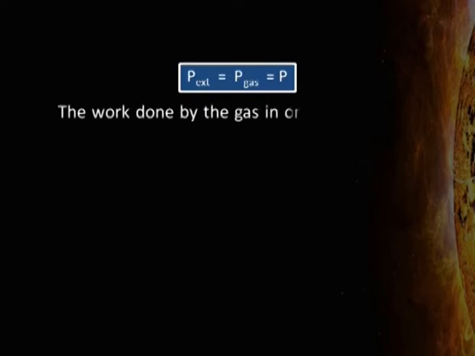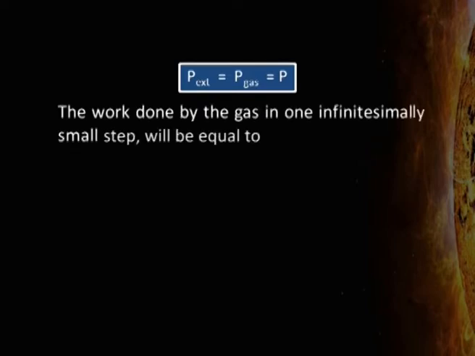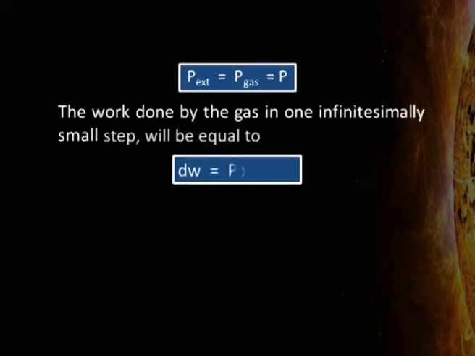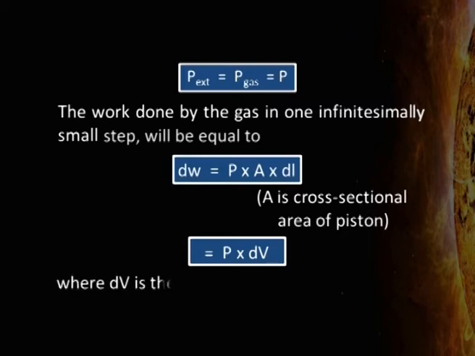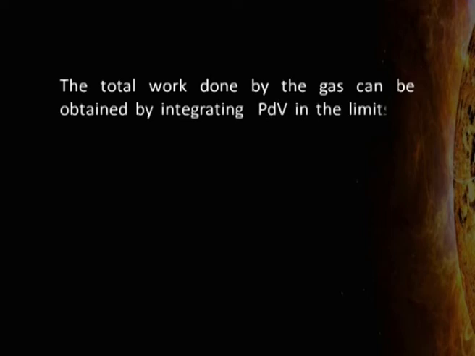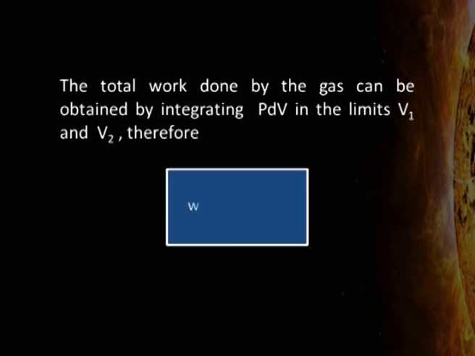The work done by the gas in one infinitesimally small step will be equal to P into A into dl. Here A is the cross sectional area of the piston. Therefore, work done will be equal to P into dV, where dV is the increase in volume. The total work done by the gas can be obtained by integrating P dV in the limits V1 and V2. Therefore, W will be equal to minus integral of P dV within the limits V1 and V2.